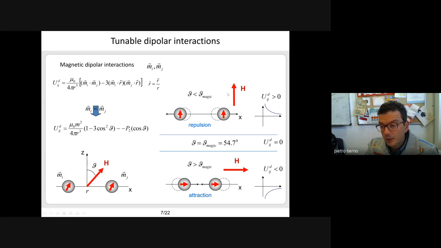If the field is applied along the plane, so that the induced moments point along the same axis that separates their centers, then the interaction is anisotropic and attractive. The interaction potential goes as the second-order Legendre polynomial of the cosine of the angle theta. This is the angle between the field and the z-axis. Of course, in between, if you lower this angle theta, you can find a magic angle, a peculiar value, where the interaction potential becomes zero.